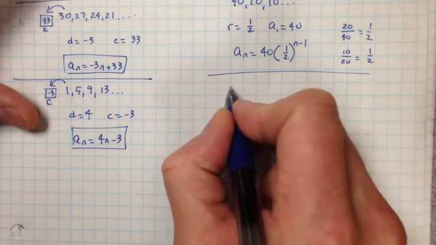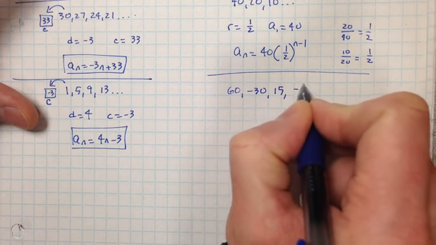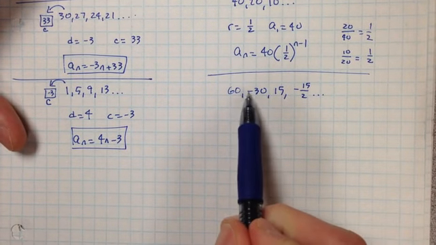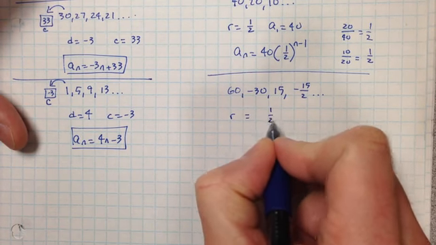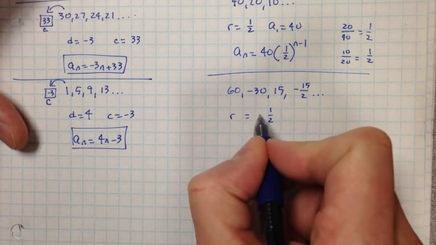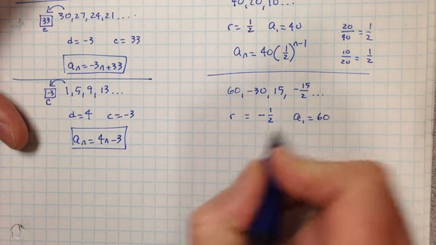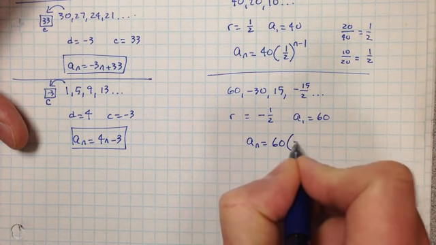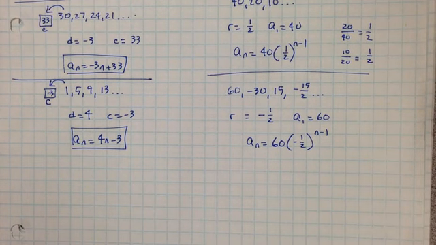How about 60, negative 30, 15, negative 15 halves? We are multiplying by the same number every time. Well, you can see that it is getting chopped in half, so that means we are actually multiplying by 1/2. But you can also see that the signs are changing. So we must be multiplying by a negative 1/2. A sub 1, my first term is 60. A sub n equals 60, my first term, times my multiplier to the n minus 1. There you go, you have your list.